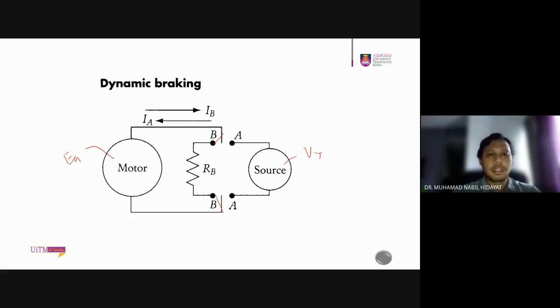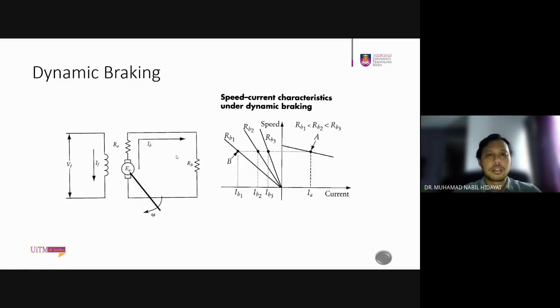And then you have your EA. At that time, EA will be higher than the load VB. In this case, energy will transfer from the motor to the resistor. Using different values of RB, your connected resistor, you can see that the higher the value of resistor that you put in, the steeper it is.